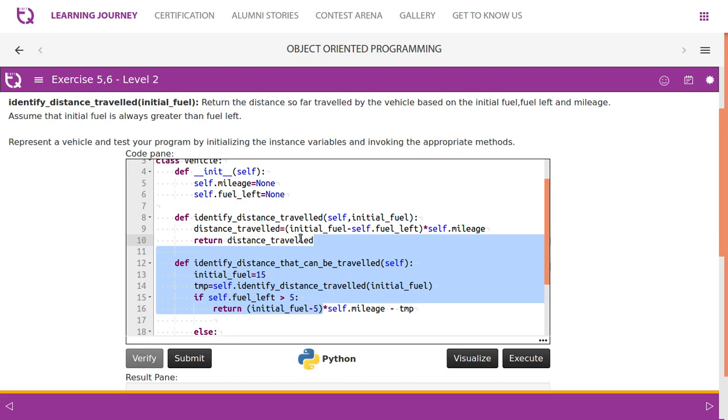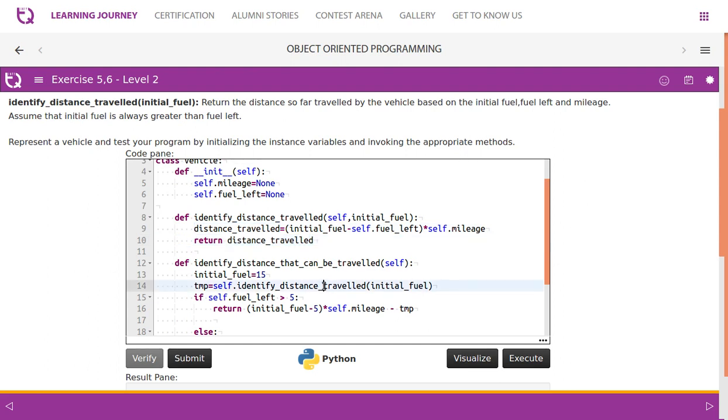So we have initial fuel minus fuel left. Fuel left is currently 15. Initial fuel is also 15. So 15 minus 15 is 0. So the distance traveled should be 0. So it returns 0 as the value. It comes here.